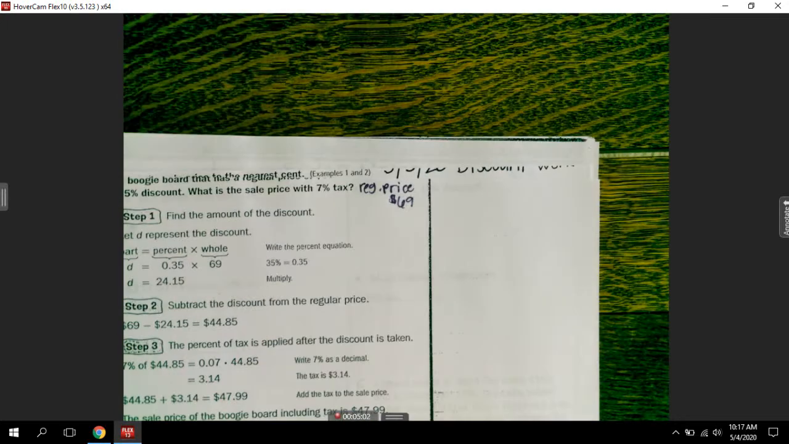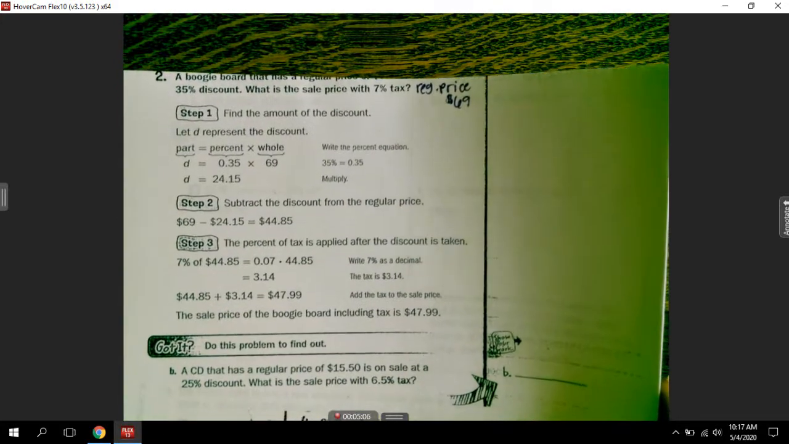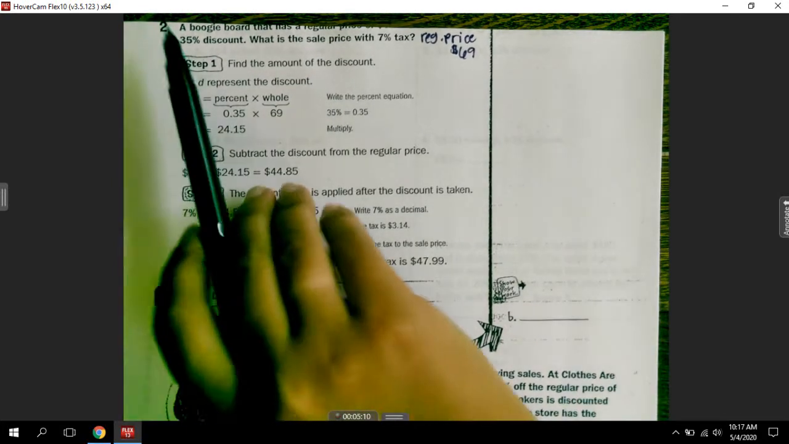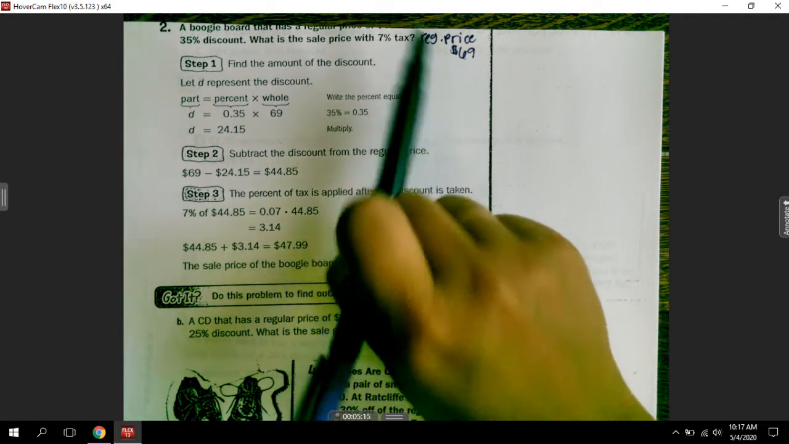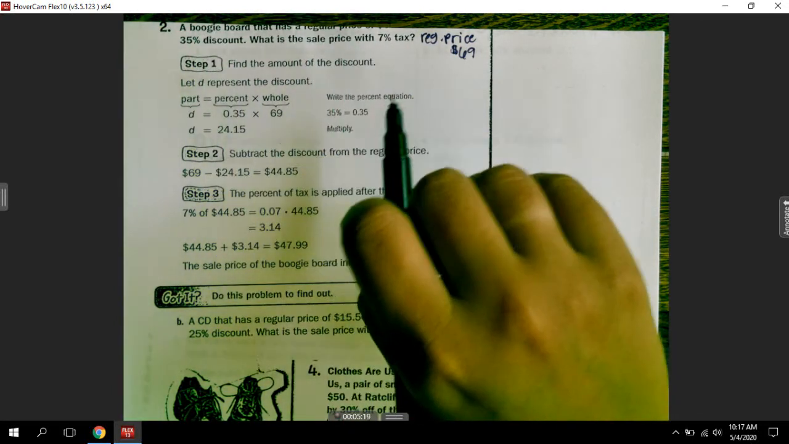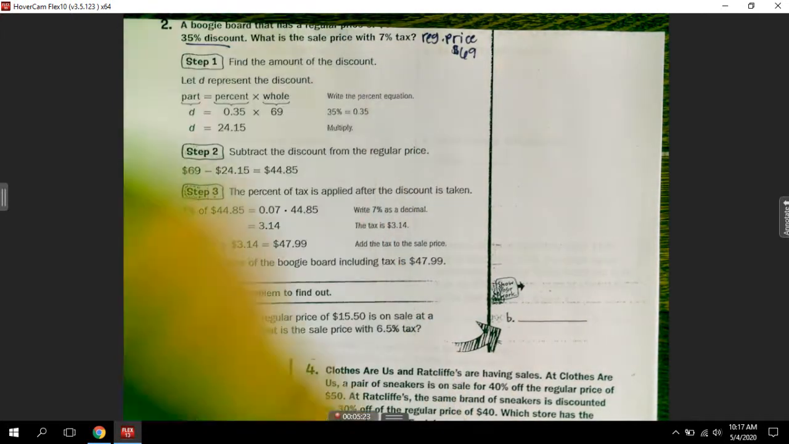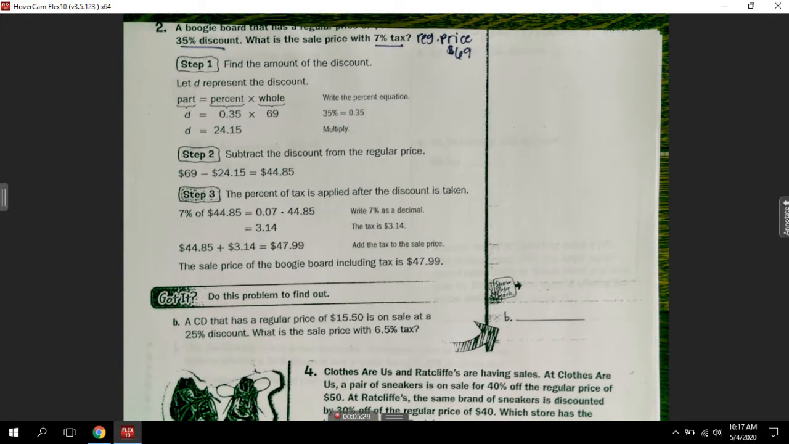All right, next page, we've got another example, number 2. And my copy kind of cut off, but I think yours should be good. This is a boogie board that has a regular price of $69 is on sale for 35% off. What is the sale price with a 7% tax? Okay, so we have a 35% discount and we have a 7% tax. So this is tying into last week's lesson now.